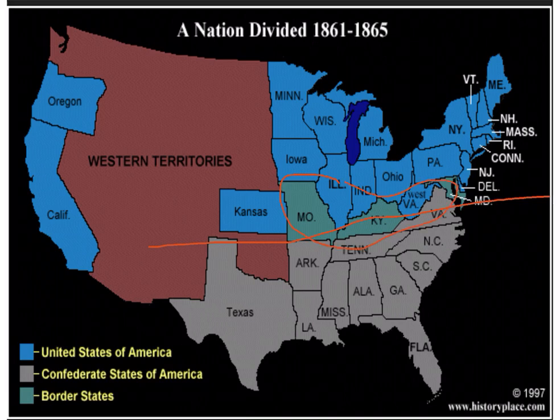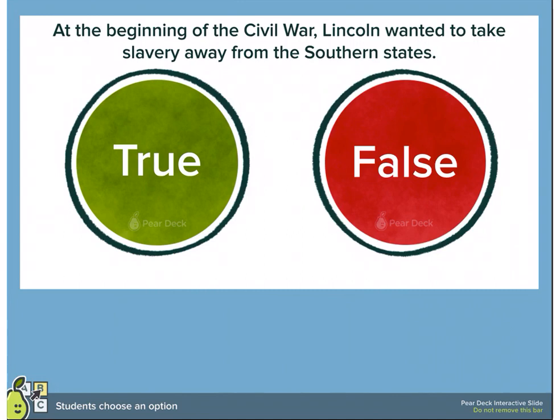I apologize. So at the beginning of the Civil War, Lincoln takes slavery away from the southern states. So once he is elected in 1860, does Abraham Lincoln tell the South that they can no longer have slaves? True or false? The answer would be false.